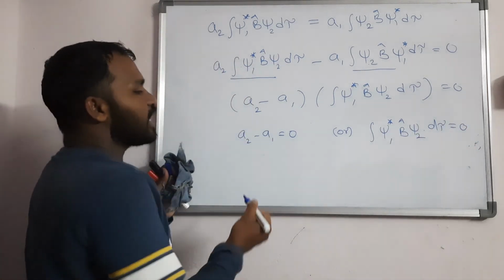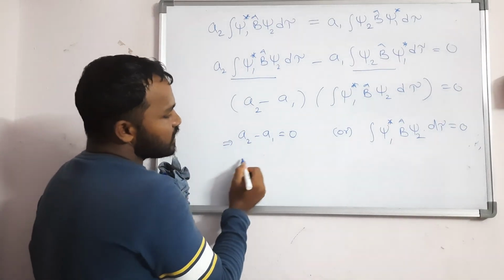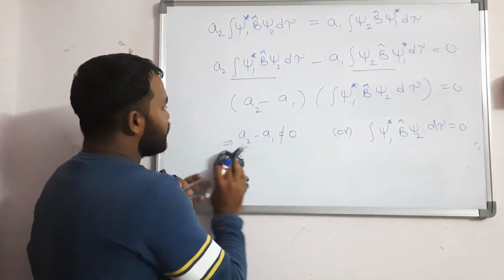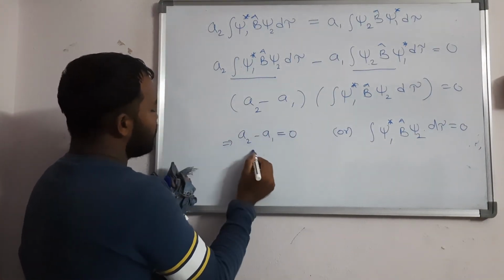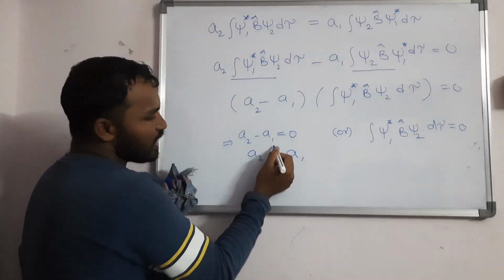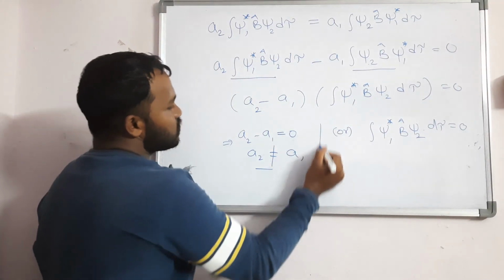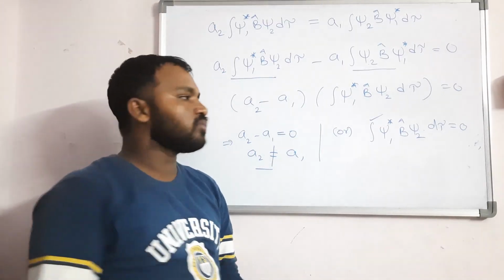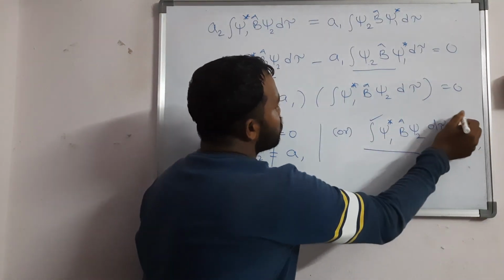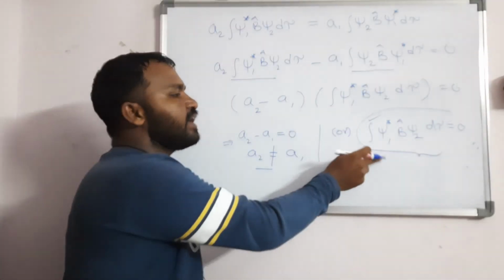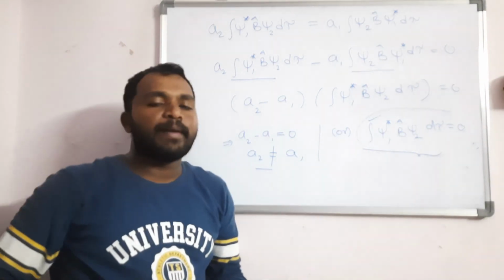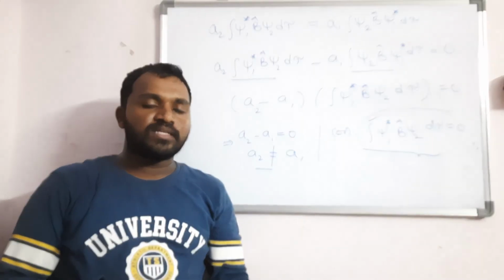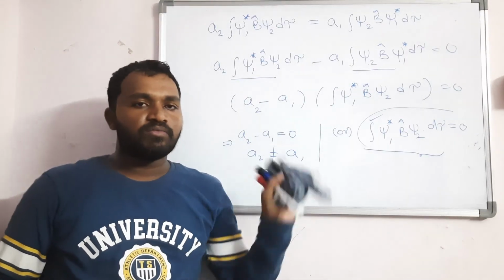I already gave you a condition: A2 minus A1 is not equal to 0. If A2 minus A1 were 0, then A2 would equal A1, but the condition is that A2 is not equal to A1. So the integral of psi 1 star B cap psi 2 d tau, which is what we wanted to find out initially, is equal to 0. This is an additional theorem which is not in the syllabus, but we discussed it, so you should just learn what is there.